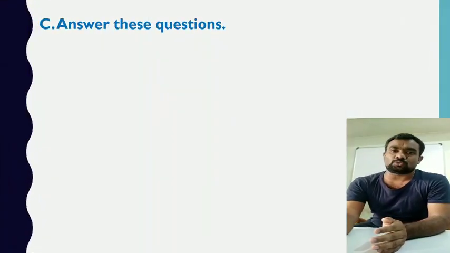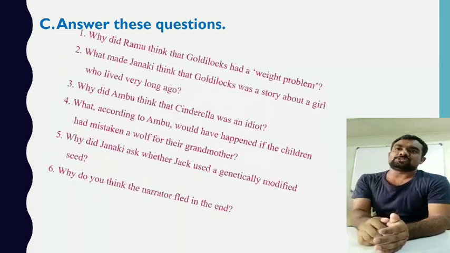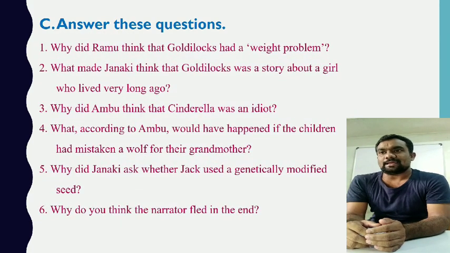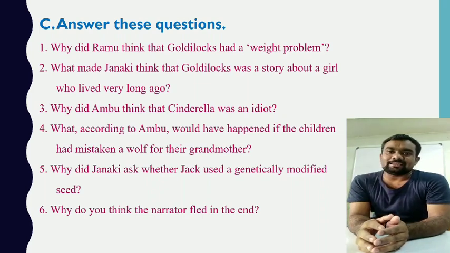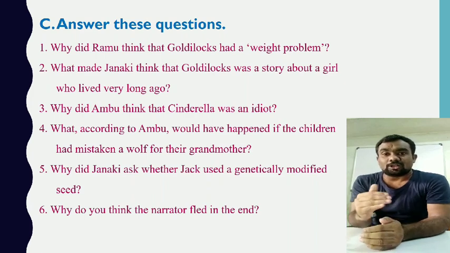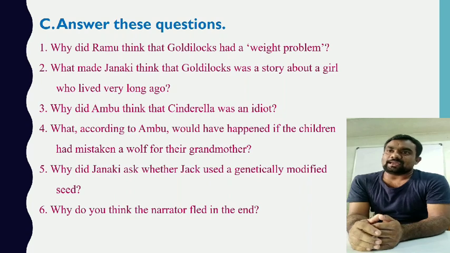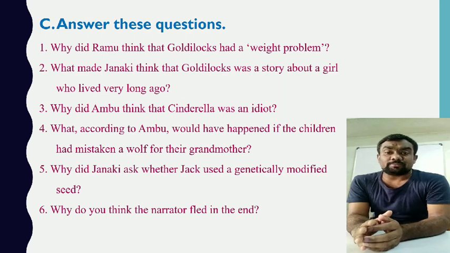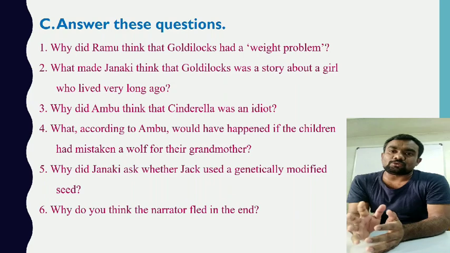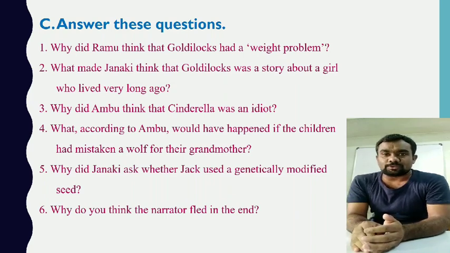C, answer these questions. Questions are given here on your screen. Why did Ramu think that Goldilocks had a weight problem? Because when the narrator started, she said that she was going on a long walk. So Ramu thinks that she might have a weight problem. Then the next question is, what made Janki think that Goldilocks was a story about a girl who lived very long ago? Janki thought so because when the narrator said she was telling that she couldn't she make a call, she was told that it was the time when cell phones were not available.